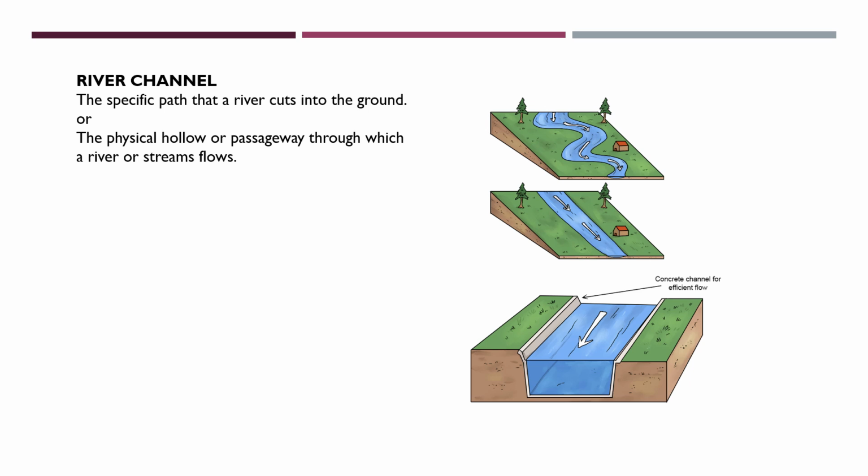Next, river channel. See here, I have pasted two pictures. What is a channel? The specific path that a river cuts into the ground, or the physical hollow or passageways through which a river or streams flow. This is the passage, or we can say the specific path where the river flows. It is the river channel, and it is definitely a physical hollow. Otherwise, how would a huge water mass flow throughout the channel? So the physical hollow or passageways through which a river or streams flow.